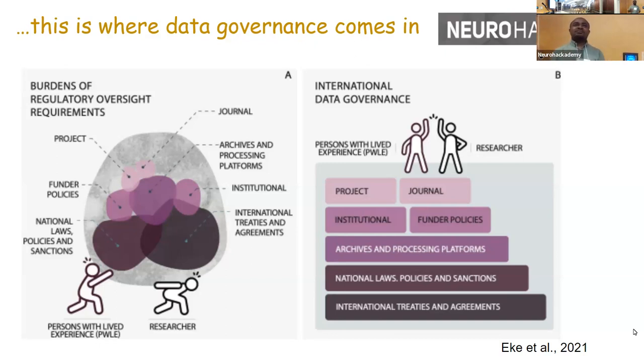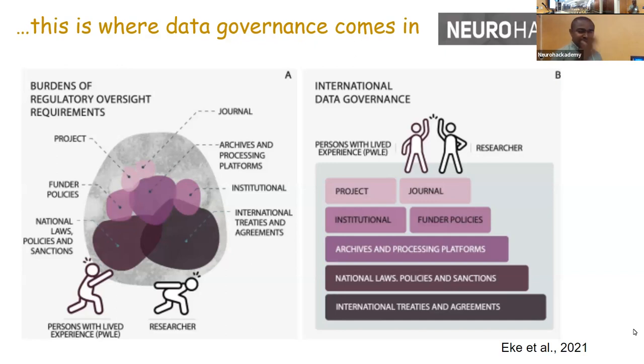So as neuroscientists, as scientists, you will think that's not what you're supposed to do. You're not supposed to be thinking about the laws. You're not supposed to be thinking about ethics. You just want to get on with the business of science. But that's the reality that we find ourselves in. So that's what a single individual researcher will have to look at.